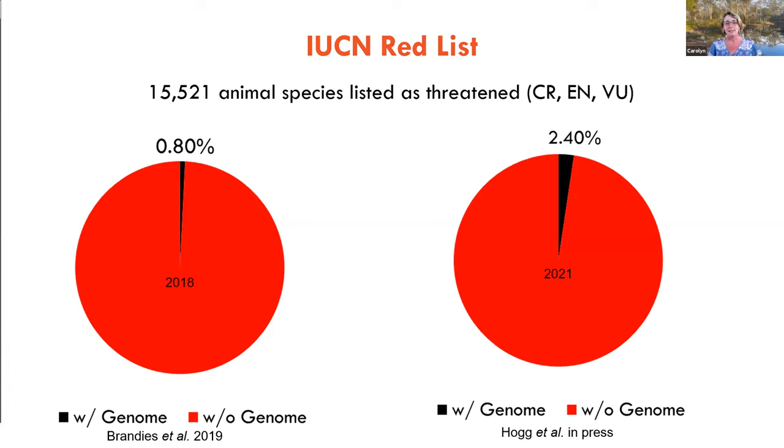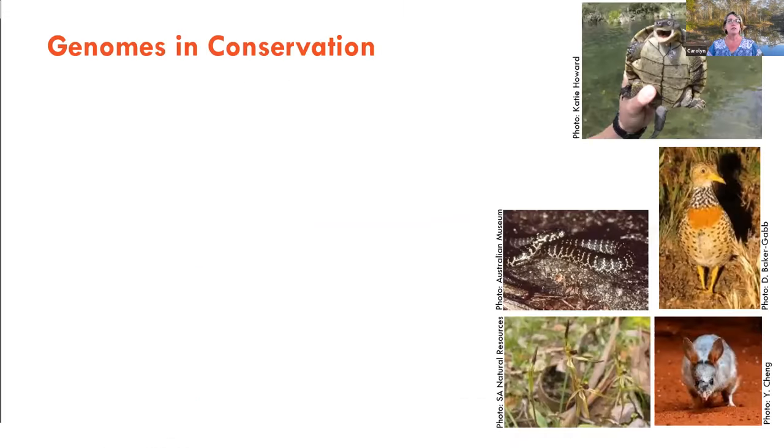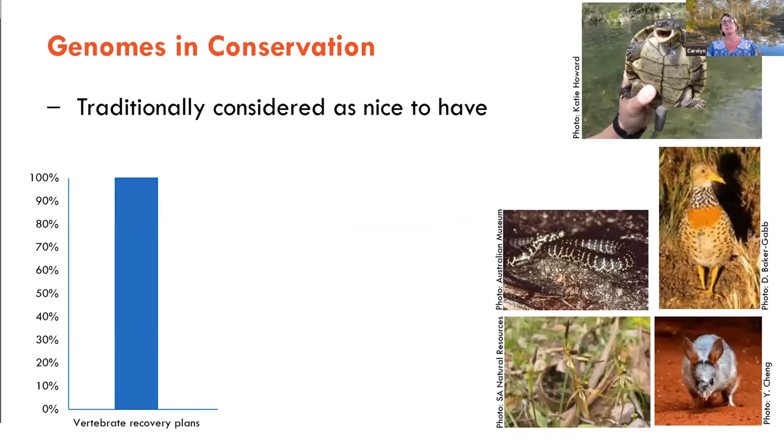Really, I'm here today to tell you the difficulties that arise when we work with threatened species in the conservation space, particularly when it comes to sample quality and being able to generate these ultimately platinum standard, really high quality reference genomes, and what HiFi has done to help us bridge that gap. One of the things about genomes in conservation is they've traditionally been considered a nice to have.